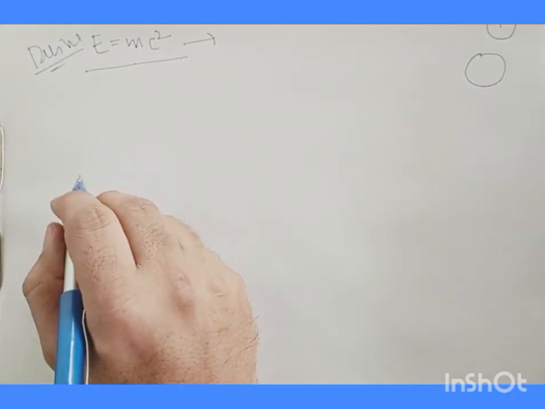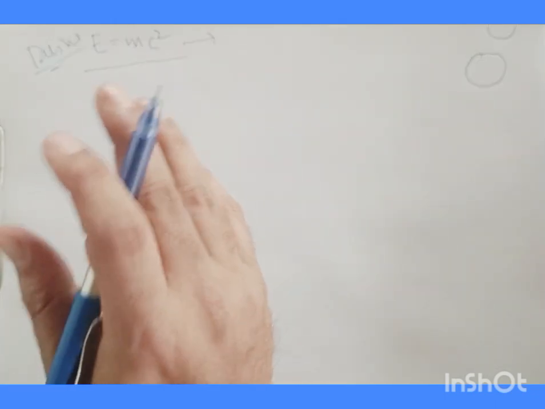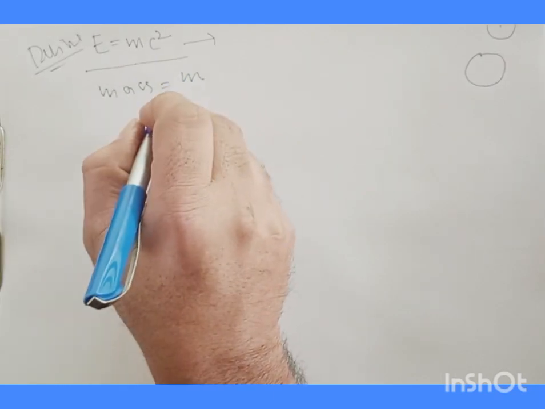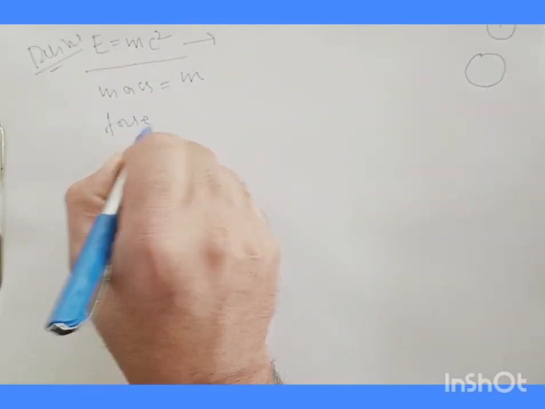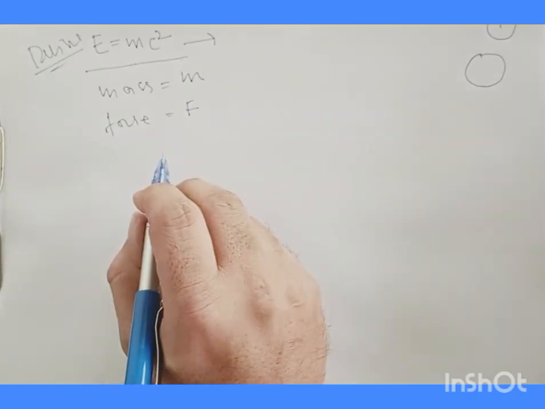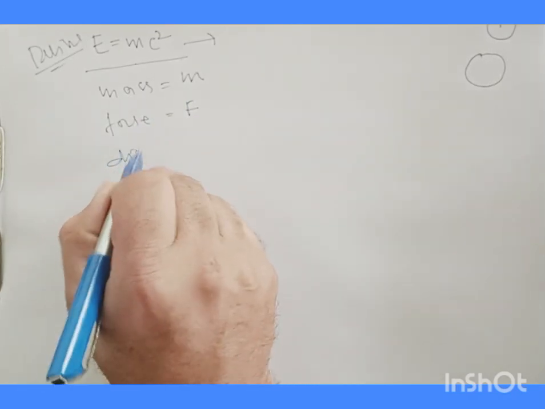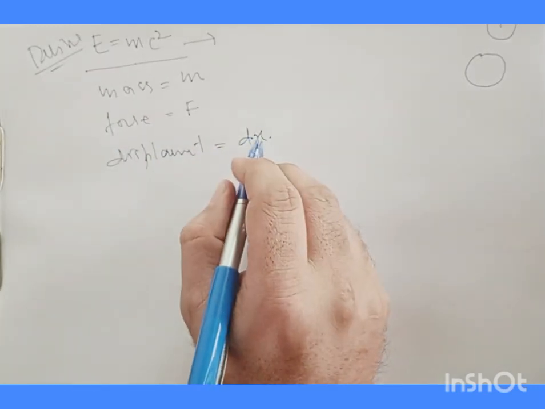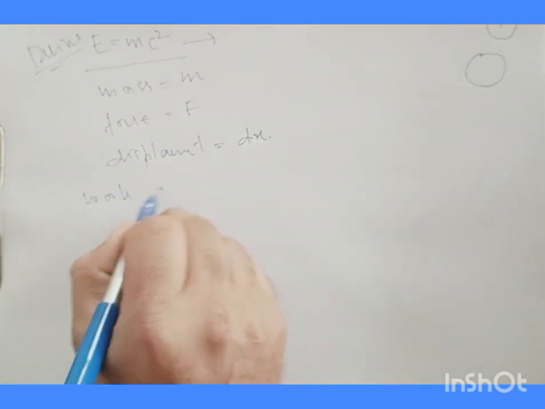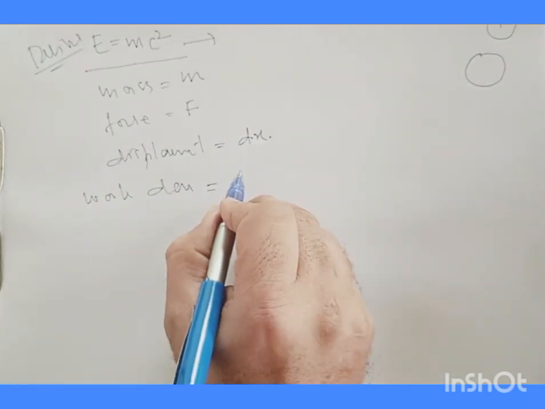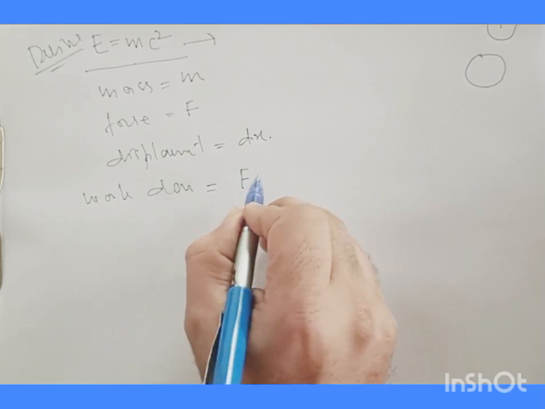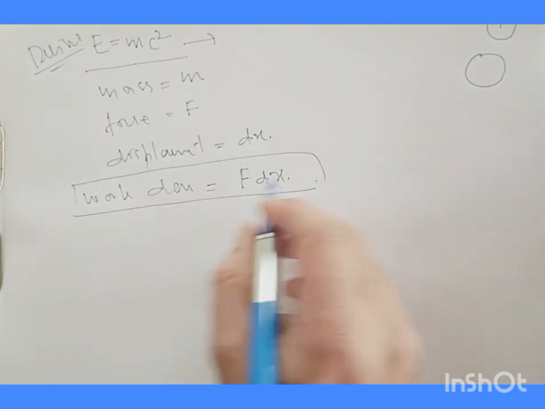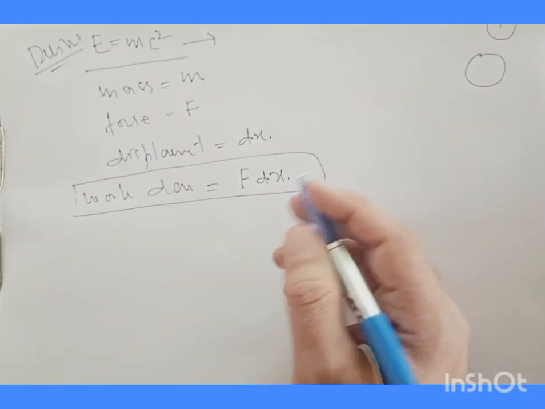Now, in order to derive this relationship, we consider a particle that has a mass m, and a force F is acting on it. It displaces this particle by, say, dx. So we can write down the work done. What will the work done be? That is the product of force and displacement, assuming that the direction of force is the same as the direction of displacement.